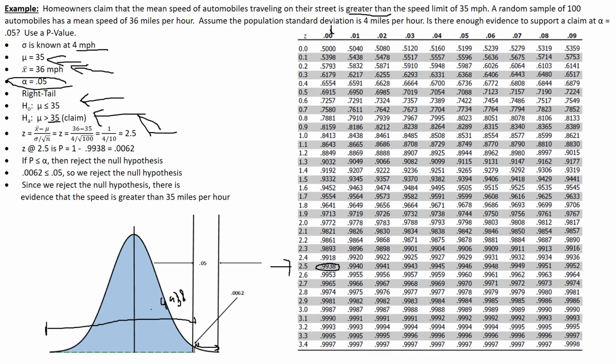So now I got 0.05 and 0.0062. Remember, we're going from the outside here. 0.0062 is less than 0.05. So we reject it. And that supports the claim. Since we're rejecting the null hypothesis, it supports the claim they are going faster than 35 miles per hour.